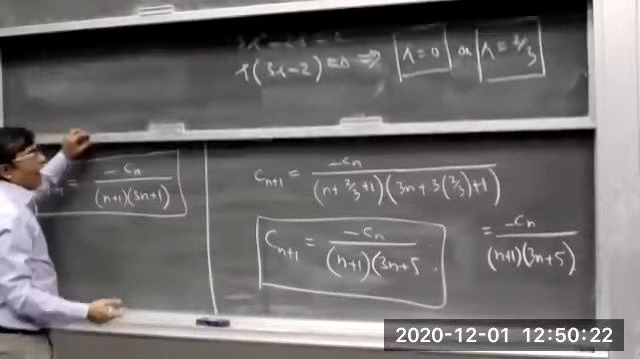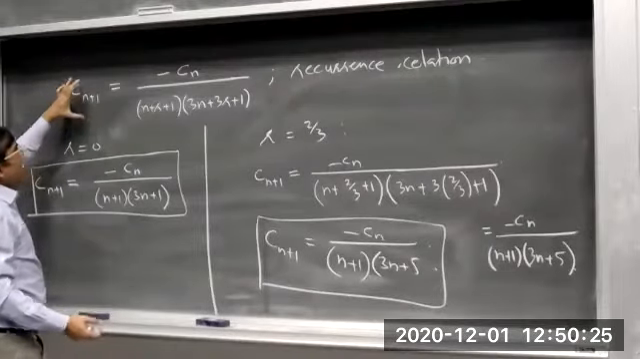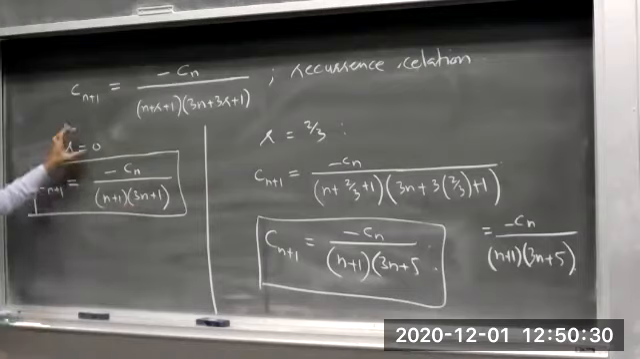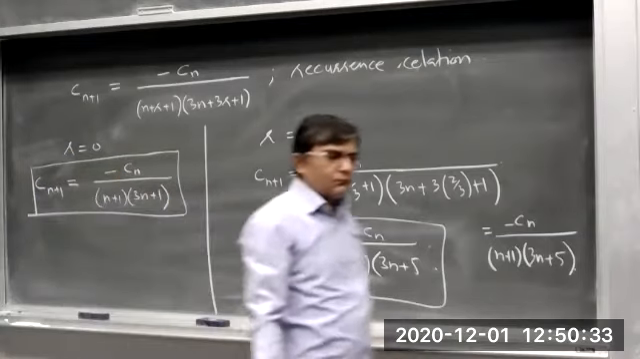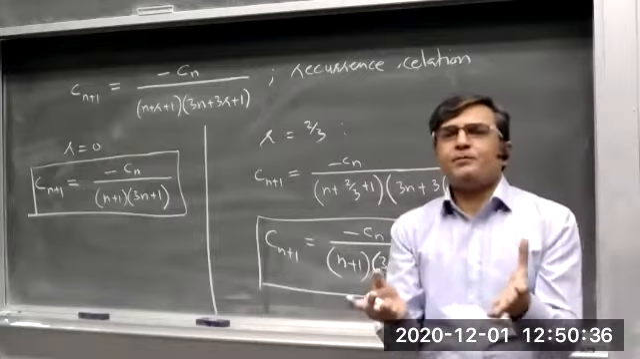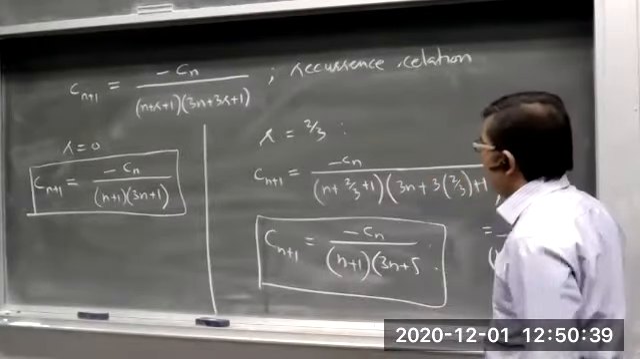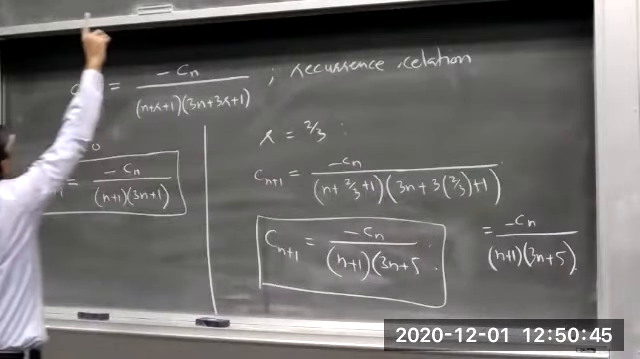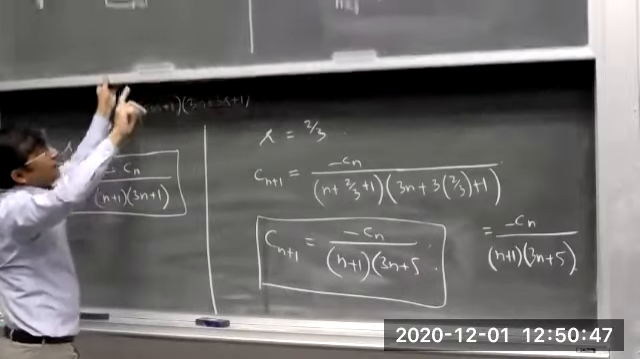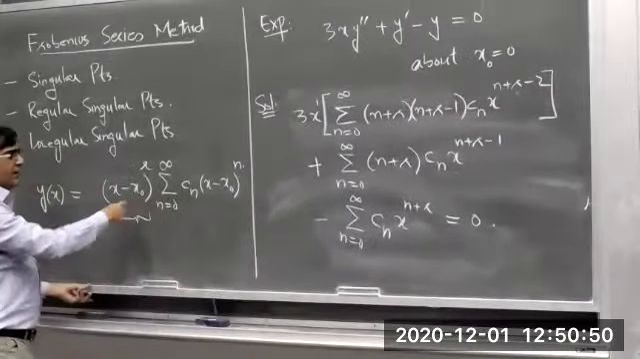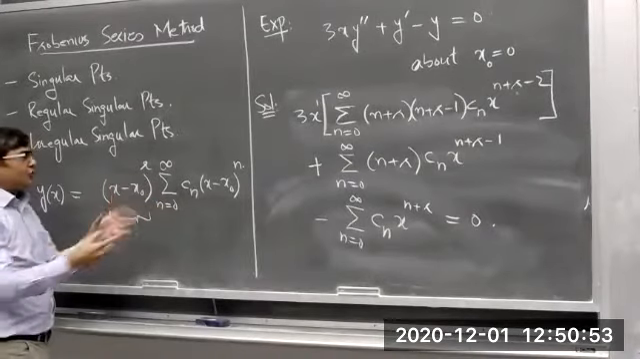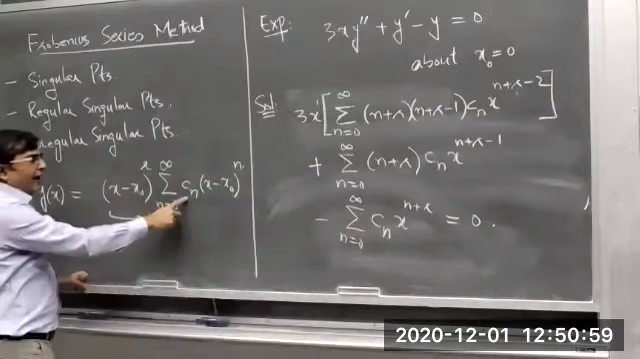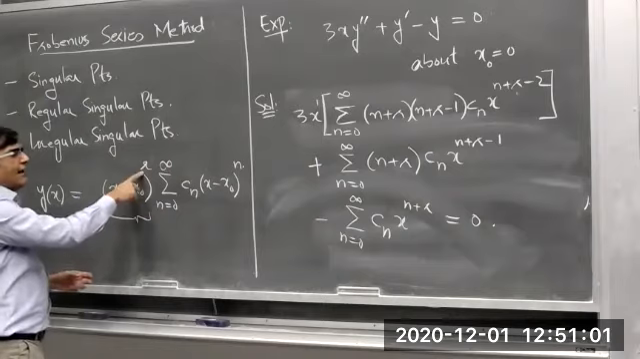And so if r has two values, then we must have two recurrence relations. One is this and the other is this, corresponding to each value of r. Now, if we have two different recurrence relations, for the power series which we assumed in the start, which was basically this one, Cn has two different expressions. So we must have two different power series for r is equal to 0 and Cn, the first expression, and r is equal to 2/3.